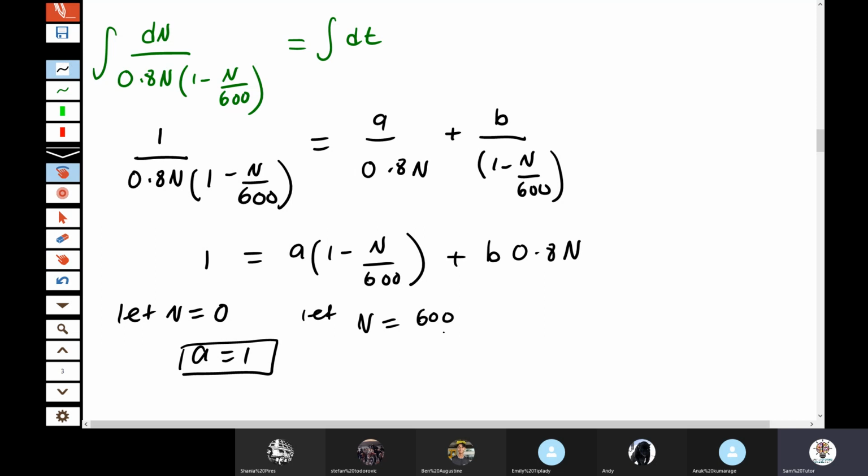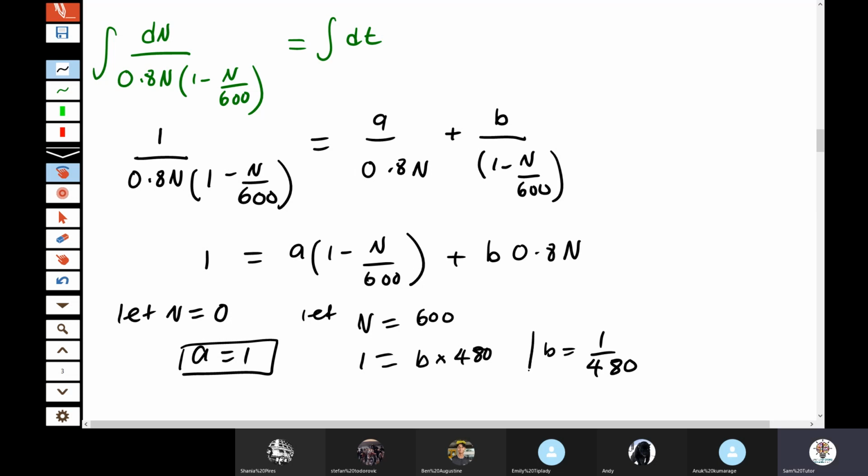All right, n equals 600. 600 on 600 is gone. 1 minus 1, okay. 1 equals B times 0.8 times 600. What's that? 80% of 600 is 480? Yes? So 1 equals B times 480. So B equals 1 on 480. Okay. Still good?